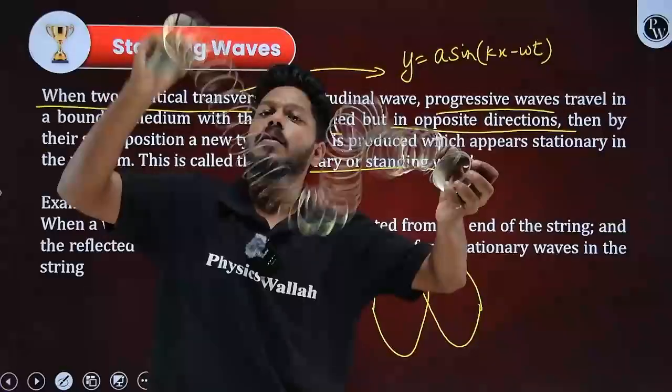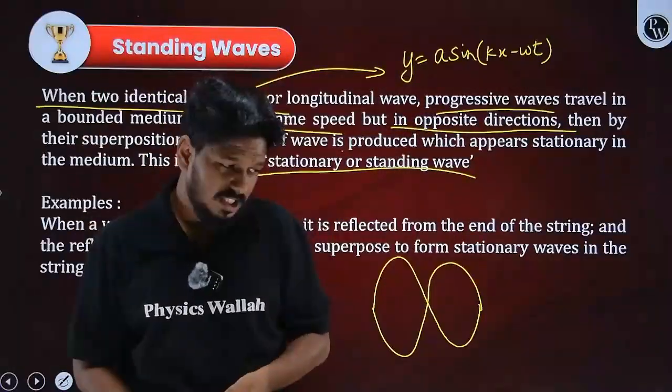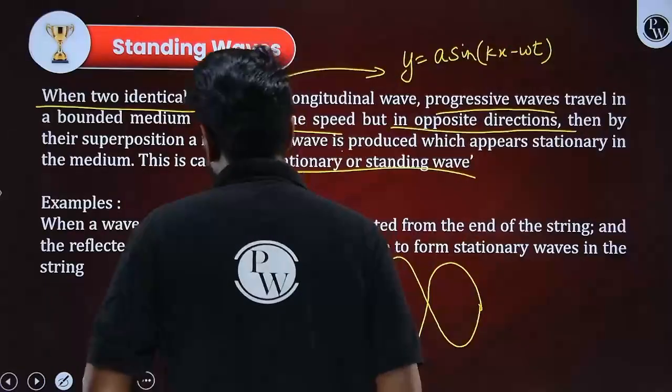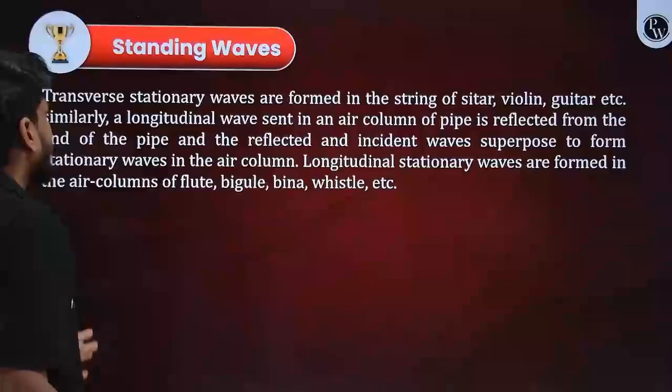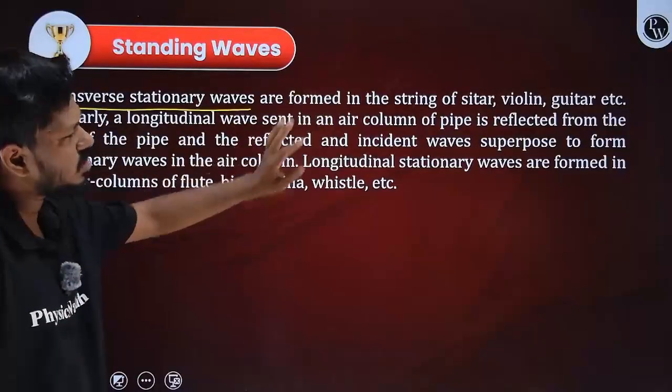Can you see this? Upward, downward, upward, downward, upward, downward alone. So this is how a standing wave is produced. So nothing but one wave is going in forward direction, another wave is coming in backward, and they get reflected and superimposed. So transverse standing waves are formed in the string in sitar.